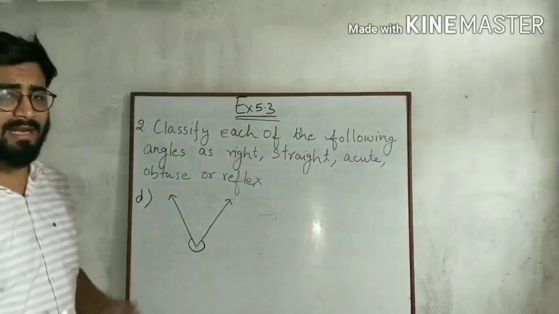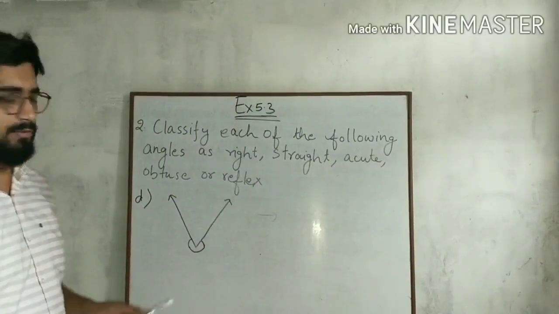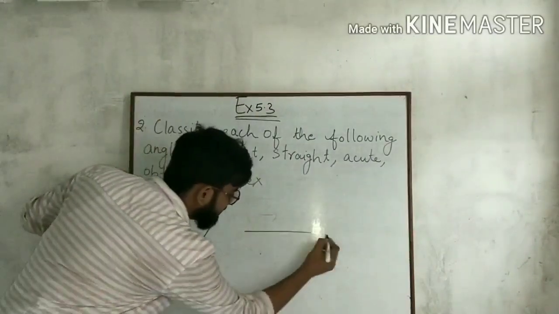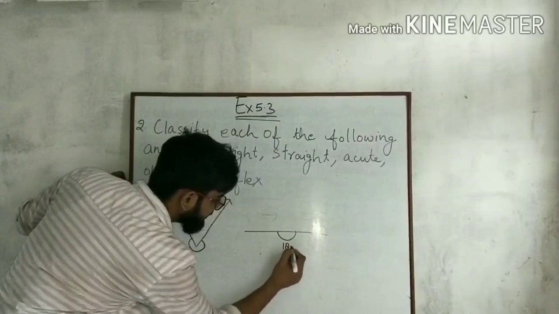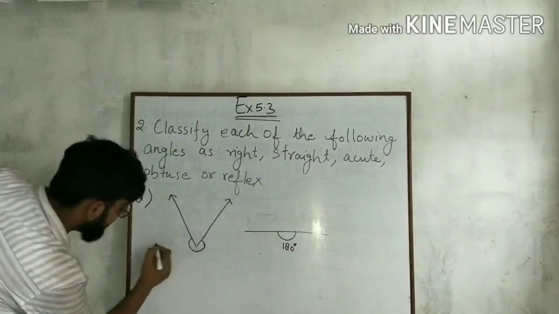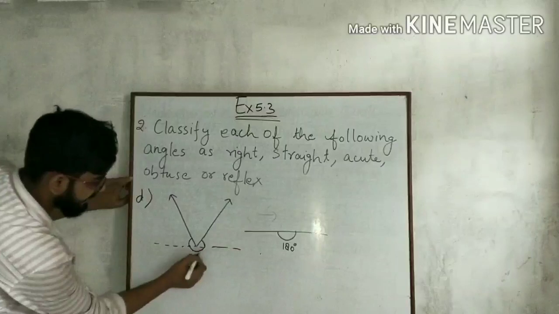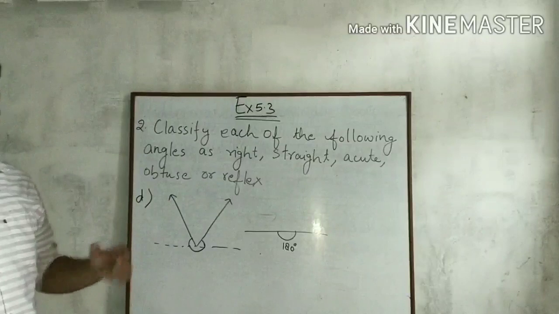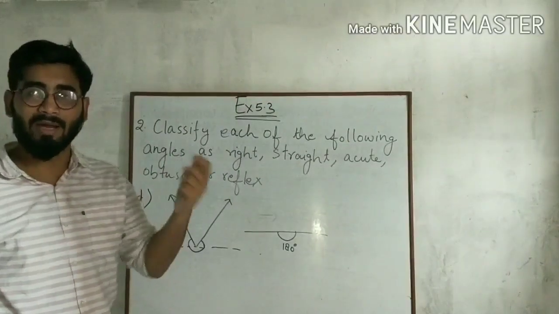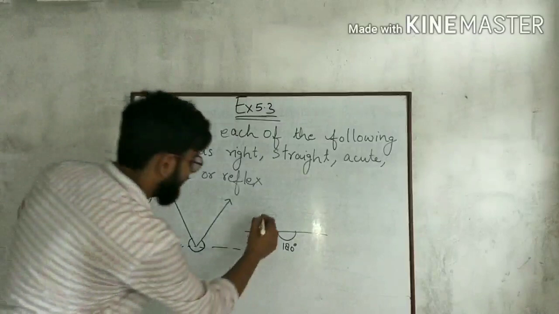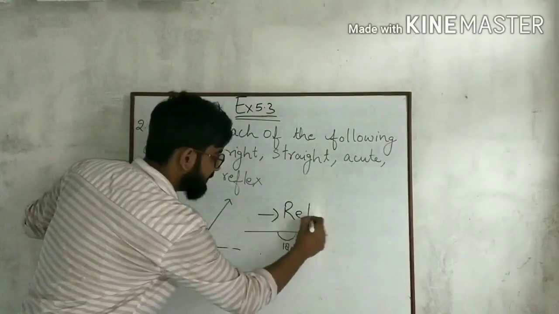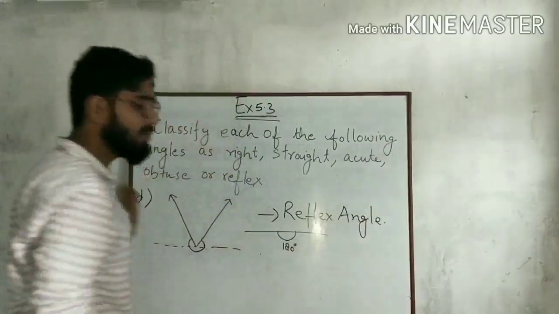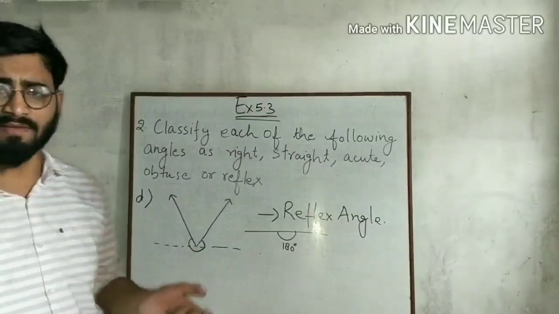This angle is given and we have to tell what type of angle it is. See this angle. Now if I draw a straight angle, it will be like this. This is a straight angle, 180 degrees. But if you see here, it is even greater than the straight angle. That is, it is greater than 180 degrees. And if an angle is greater than 180 degrees, what type of angle is it? It is reflex angle. So D part is reflex angle. Now the remaining parts you can do as your home assignment.